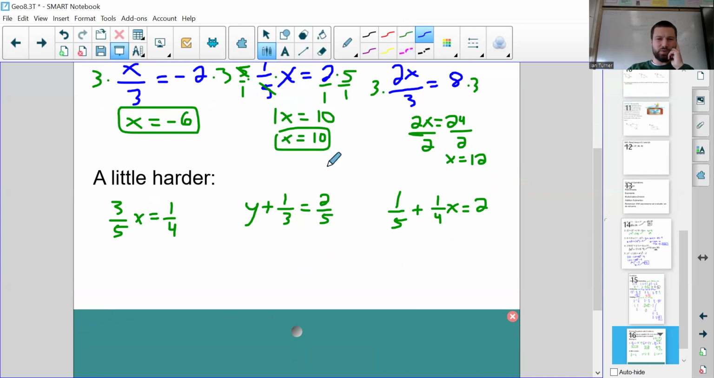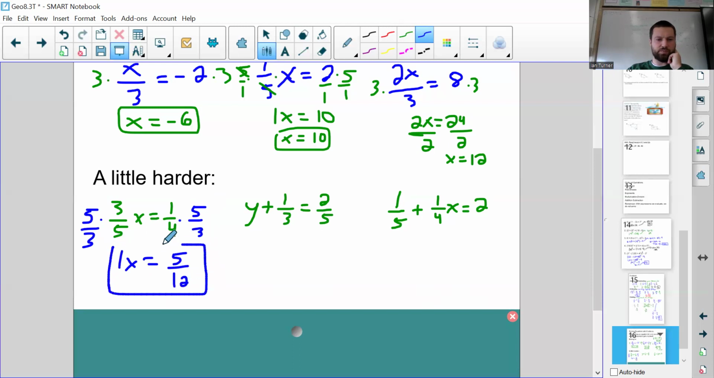Okay, same idea on this one like we were doing earlier. Instead of dividing by 3/5, easiest way to get rid of a fraction, multiply by the reciprocal. So we're going to multiply both sides by 5/3. This is going to become 1 over here. That's why we're doing it. We get 1x because it's going to be 15 over 15, right? And then over here, we get 1/4 times 5/3 gives us 5/12. I don't think we can simplify that anymore, so that is your answer. What do we think? Good work, folks.